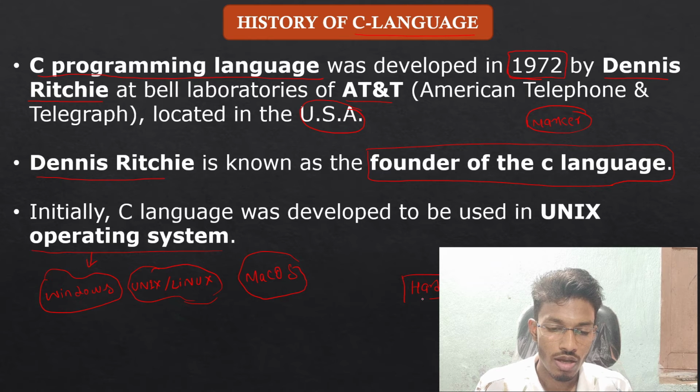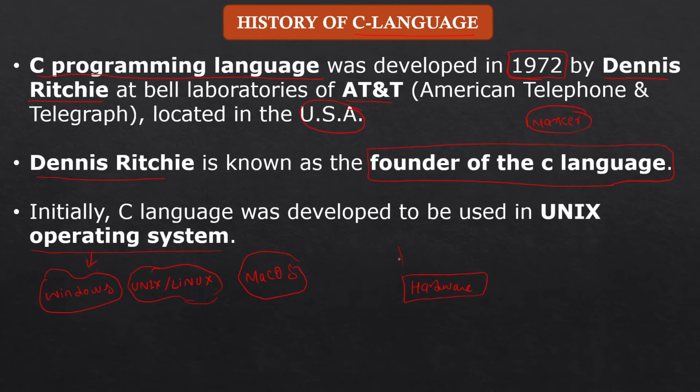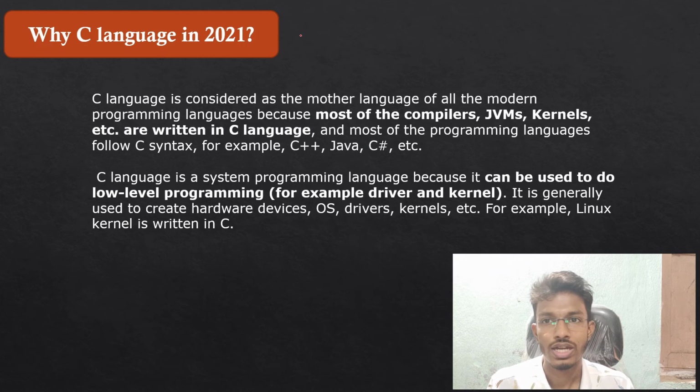On top of the hardware the operating system is available, and after that the applications are available, and above them are the users. So the user interacts with the applications and the OS, and they interact with the hardware. This is the scenario. You should be aware of it. So this is the history of the C language.